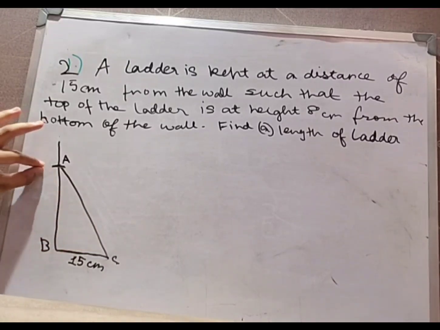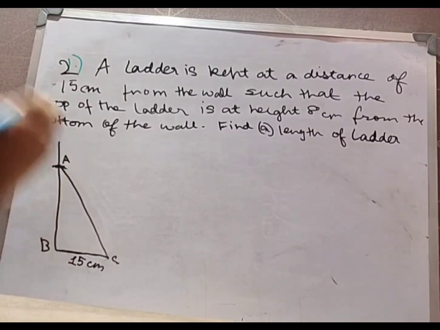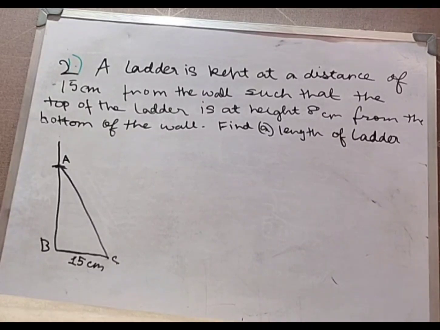Now where does the ladder end? So where is the top of the ladder? A is the top of the ladder. So it says that the top of the ladder is at height 8 centimeter from the bottom of the wall. So maybe the wall is of some length, I don't know.